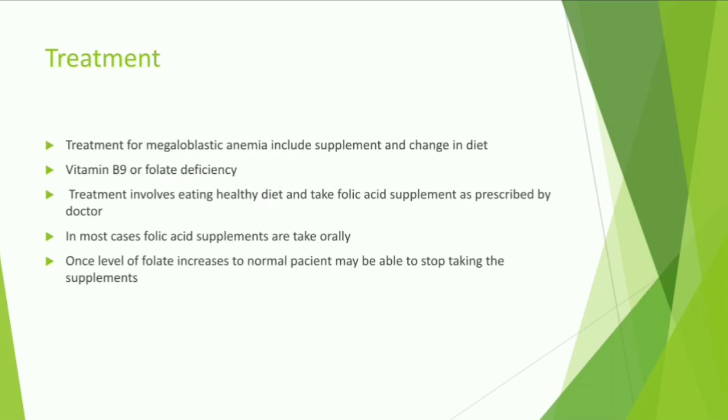Now let's take a look at the treatment of megaloblastic anemia. Treatment for megaloblastic anemia includes supplements and changes in diet. Vitamin B9 or folate deficiency: treatment involves eating a healthy diet and taking folic acid supplements as prescribed by the doctor. In most cases, folic acid supplements are taken orally. Once the level of folate increases to normal, patients may be able to stop the supplements.